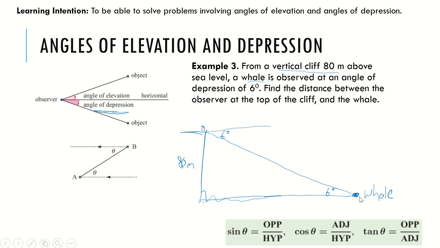So now we have our right angle triangle. We have a side, we have an angle. So find the distance between the observer at the top of the cliff and the whale. So we're trying to find this hypotenuse distance, this direct distance between the observer and the whale.